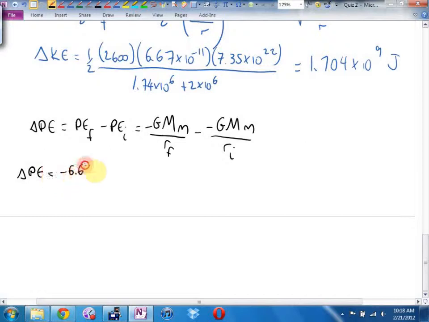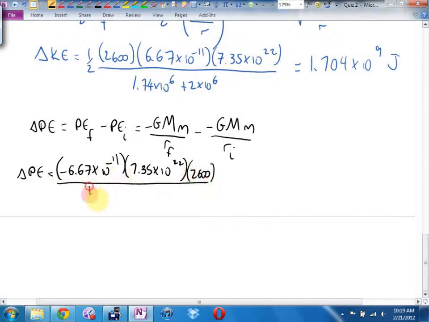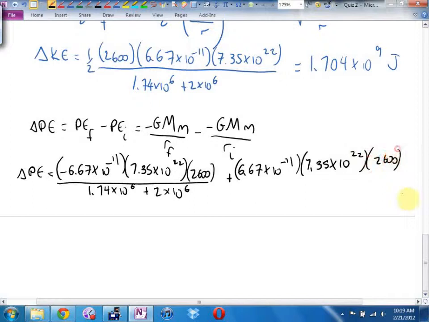Negative 6.67 times 10 to the negative 11, mass of the moon, 7.35 times 10 to the 22, mass of the object, 2600, all over R final, which is 1.74 times 10 to the 6th plus 2 times 10 to the 6th. Minus minus, which is a plus, 6.67 times 10 to the negative 11, 7.35 times 10 to the 22, 2600, all divided by my initial, which is the radius of the moon, 1.74 times 10 to the 6th.